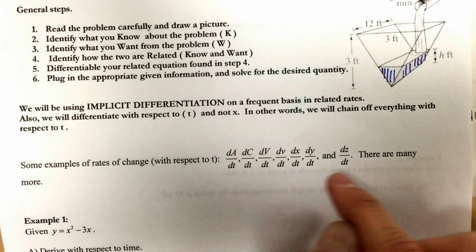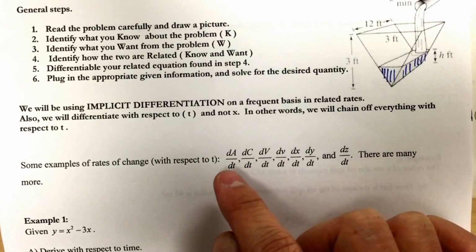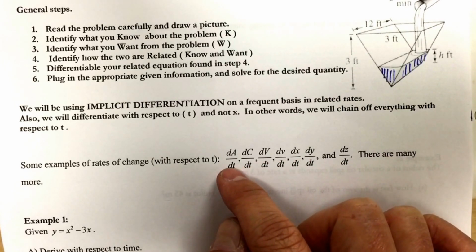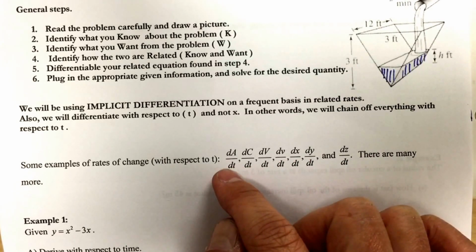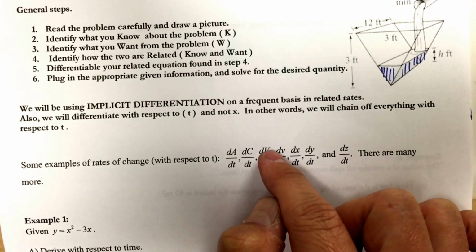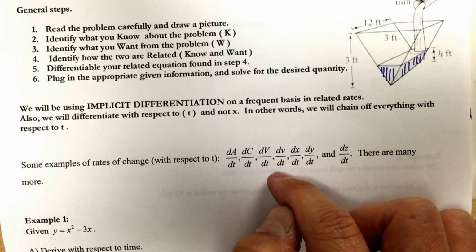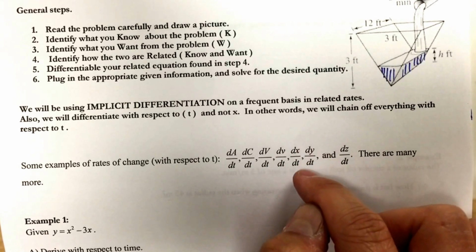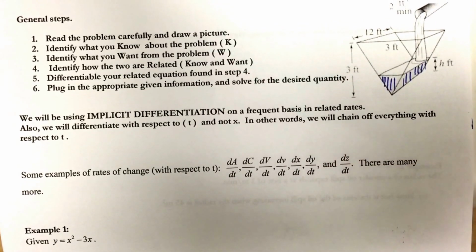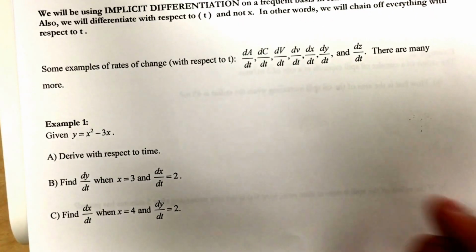Some of these notations are first derivative notation. This first notation represents perhaps the change in the area over time, the change in the circumference over time, the change in volume over time, dV over dt, dx over dt, the change in y over time, the change in z over time, and so on and so forth.